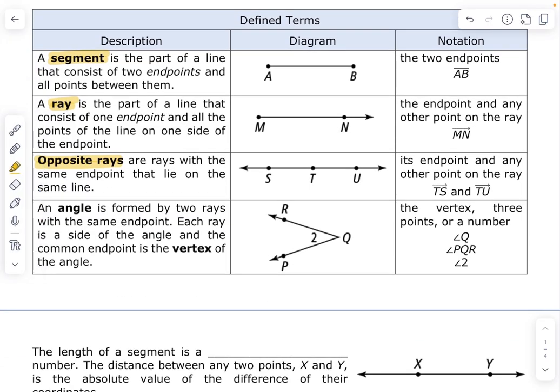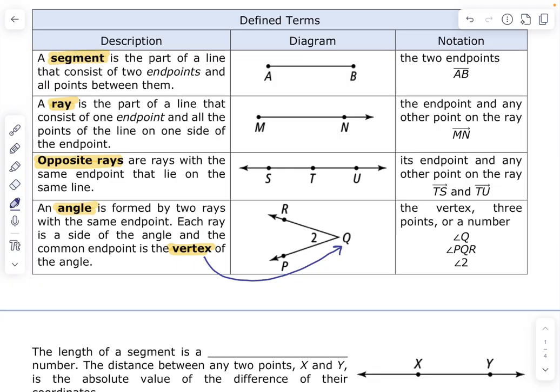All right. An angle is formed by 2 rays with the same endpoint. I want to stop there and look at this diagram. We have ray QR, and our common endpoint Q, because we have ray QP as well. So that would give us this angle in between those 2 rays. It says each ray is a side of the angle, and the common endpoint is the vertex of the angle. So just as we said, we have ray QR and ray QP, so that common endpoint would be Q, meaning Q would be called the vertex.